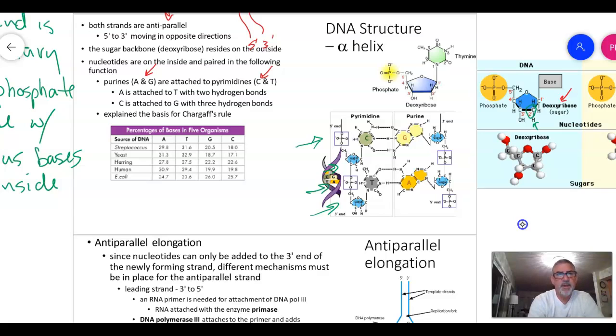We have purines and pyrimidines. A and G are purines. And these purines, if you look at A and G here, have 2 rings.